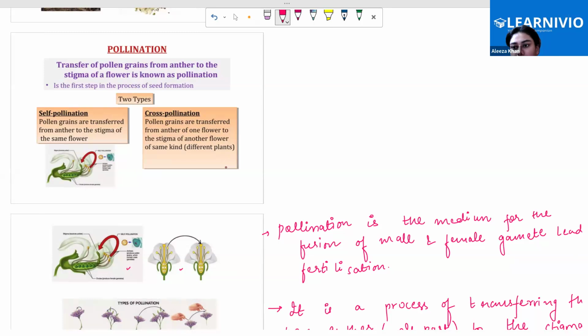Now imagine there is one plant and the plant has two different flowers. So the transfer of pollen grains from one flower's anther to the other flower's stigma will be cross. Yes, it will be cross. Okay.